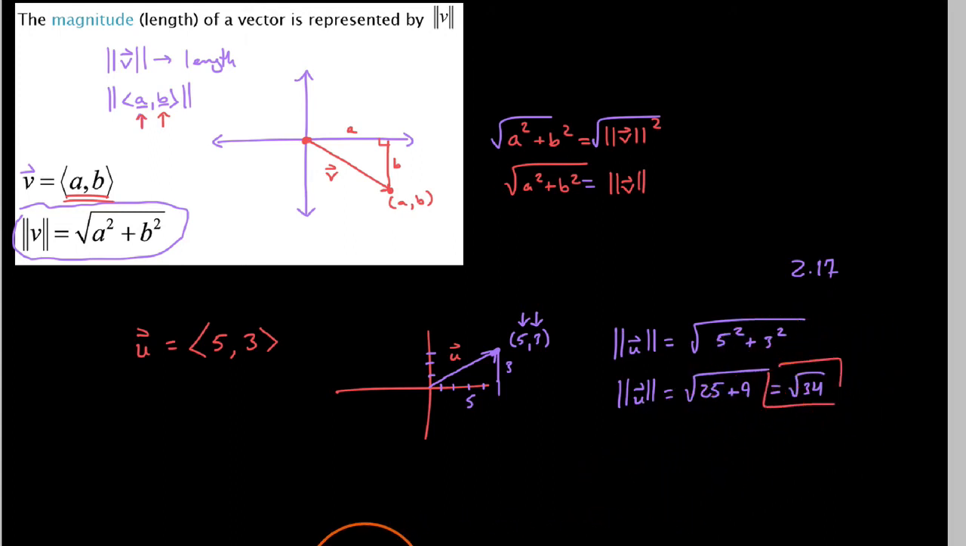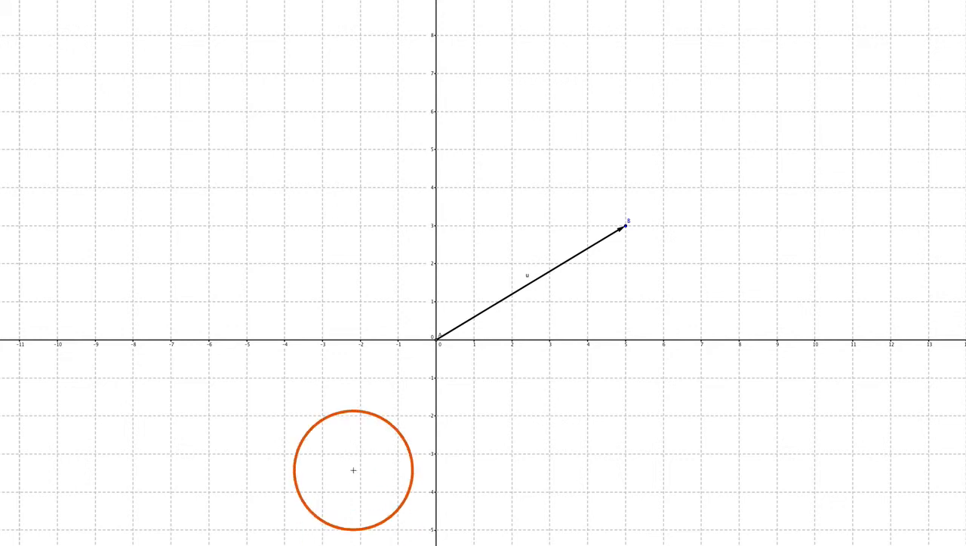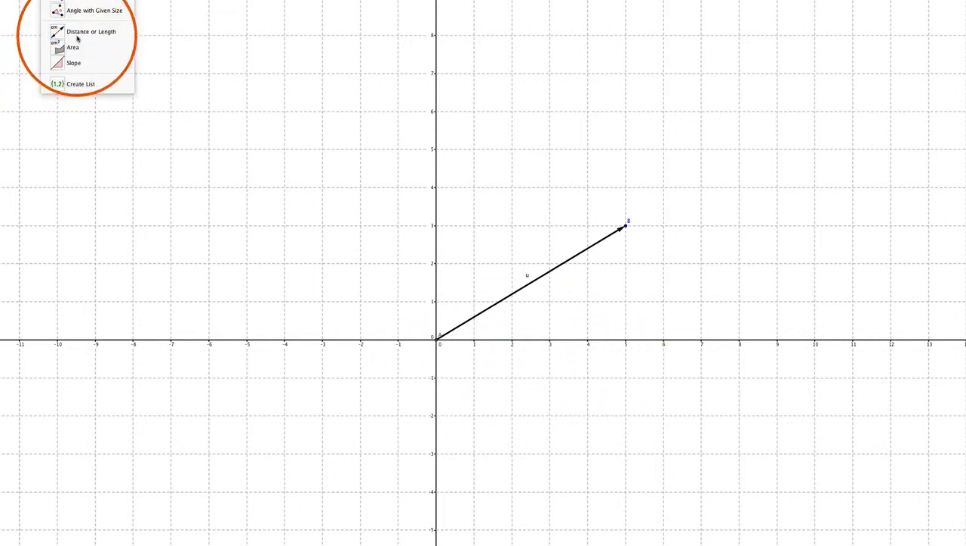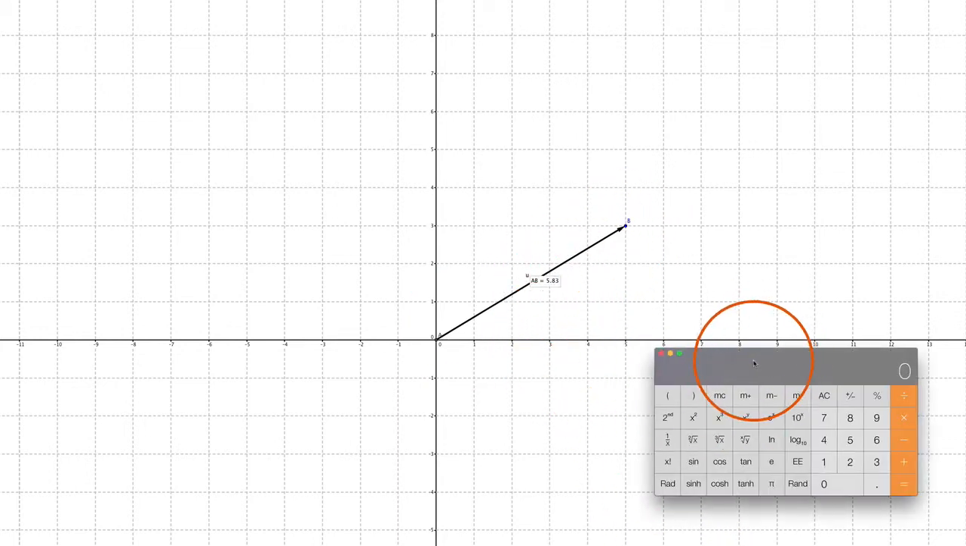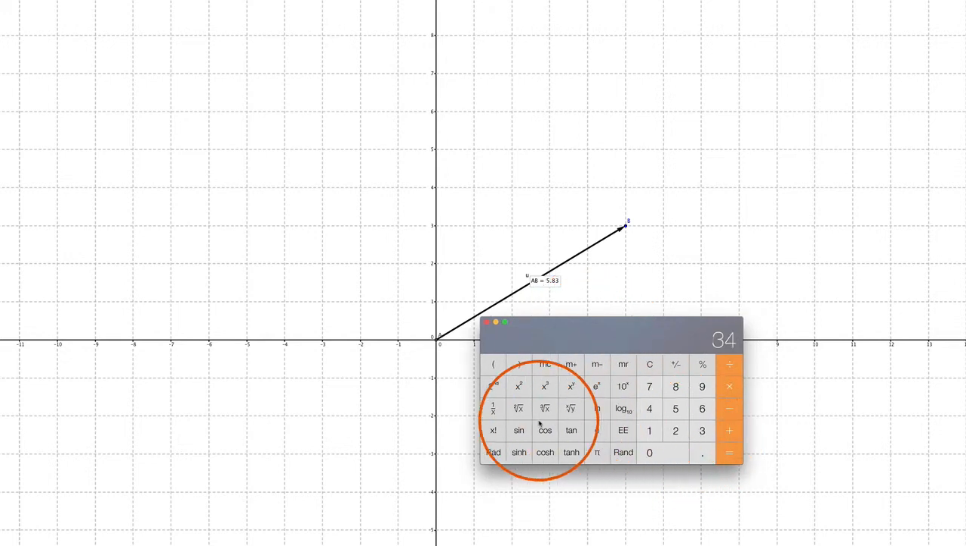And just to show, I did sketch this out here on our plane. You can see that in component form, it goes right 5, up 3. So we've got a vertical component of 3 and a horizontal component of 5. If we were to ask for the distance from A to B here, it gives us about 5.83. And if we were to take the actual square root of 34, we get that 5.83 figure right there.